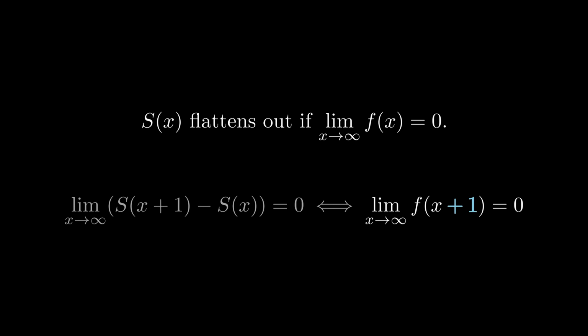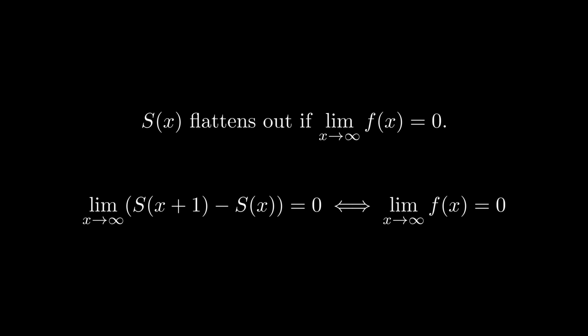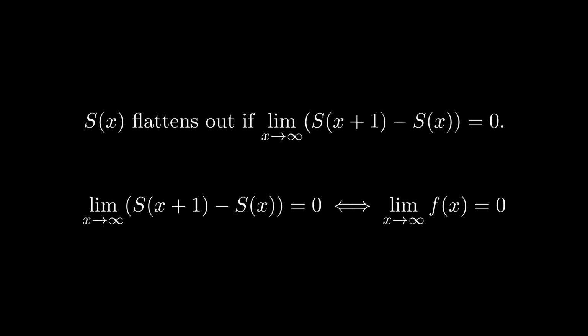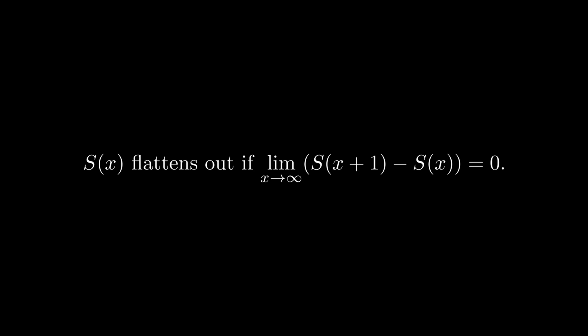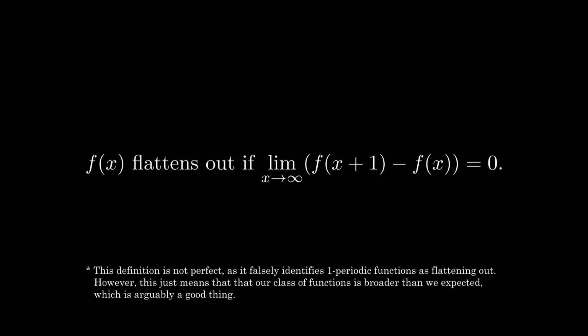And of course, this plus 1 doesn't really matter when x is going to infinity, so we can drop it. So f of x approaches 0 precisely when s of x plus 1 minus s of x approaches 0. So we can use that as our definition of what it means for s to flatten out. And of course, the name of the function doesn't matter, so we can use this for any function.